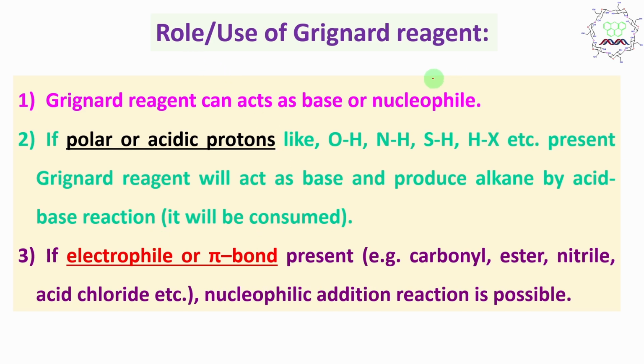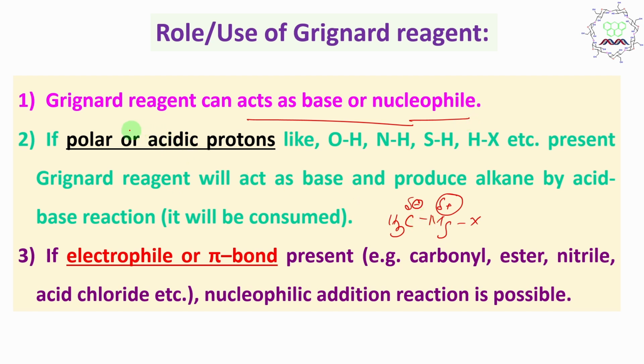Grignard reagent. Grignard reagent can act as a base or nucleophile depending on the situation, because there is a carbon-magnesium bond present in Grignard reagent. This is methyl magnesium X. Now, due to the electronegativity difference, carbon is slightly more electronegative compared to magnesium. That's why this is delta negative and in this case it is delta positive. So that's why this alkyl group can act as a base or nucleophile depending on the situation.